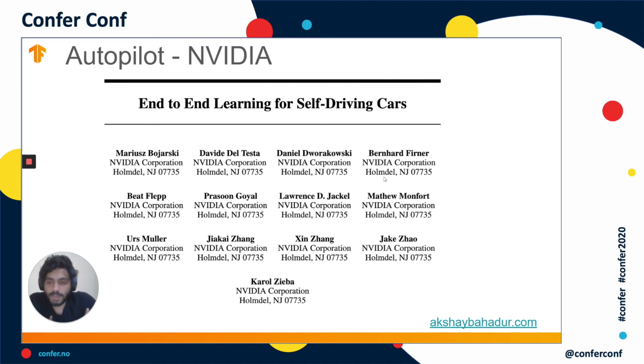So consider autonomous vehicles. They contain a lot of different modules. One of the modules is called behavioral cloning. Behavioral cloning means that given the image of the road, you want to identify the angle of the steering wheel. So this paper talked about that.